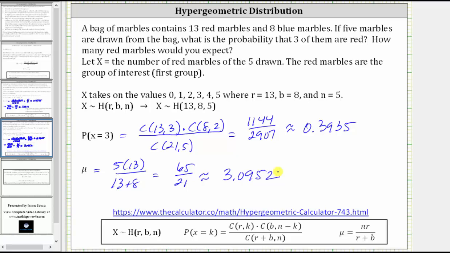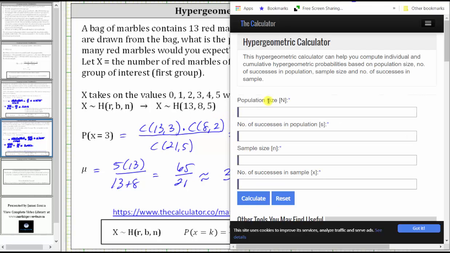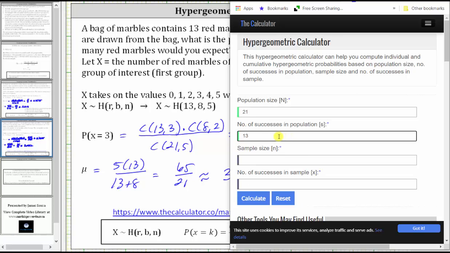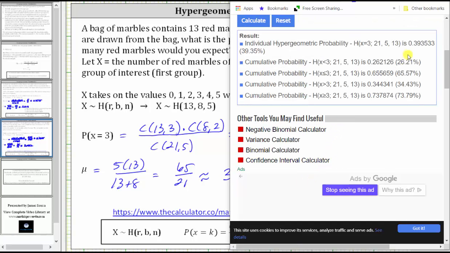Before we go, I also want to show how we can use an online tool to determine hypergeometric distribution probabilities. So following the link here shown on the screen, if we wanted to verify this probability, we enter the population size, which is 13 plus 8 or 21. The number of successes in the population would be the number of red marbles, which is 13. The sample size is 5 because we're drawing 5 marbles. The number of successes in the sample would be the number of red marbles we want, which is 3. If we press calculate, notice how it does verify our probability here at the top, approximately 0.3935.